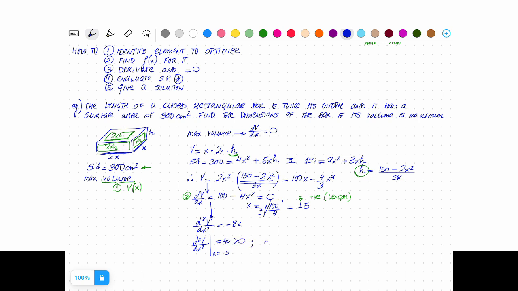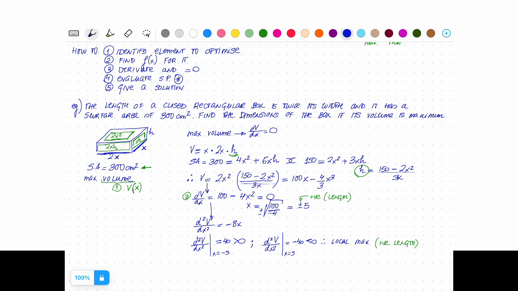And remember, I'm only interested in the sign. And I go, okay, what is the second derivative when x is actually 5? That gives me minus 40, which is smaller than 0, which means I've got a local maximum, which agrees with what we already knew, positive length.